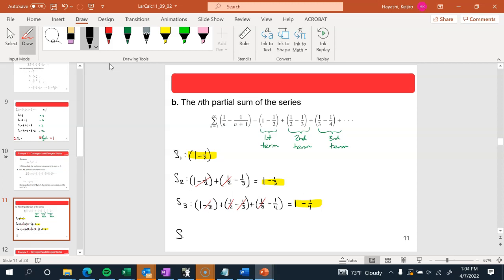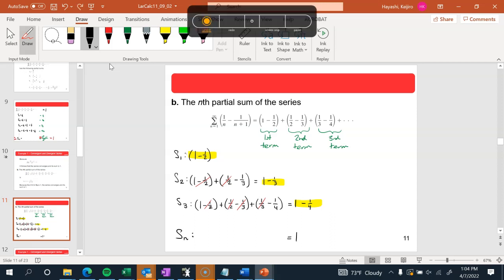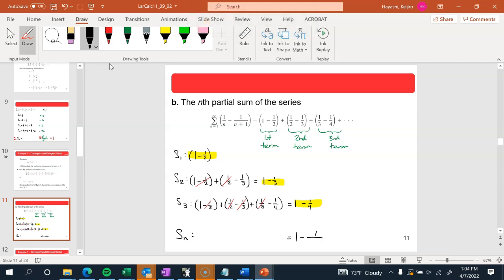So it looks like you can write the nth partial sum as always being that one that's in the front that pretty much never gets canceled out, minus 1 over, while it might be tempting to write 1 over n, just keep in mind that for the first partial sum, that number on the bottom was 2. For the second partial sum, that number on the bottom was 3. For the third partial sum, that number on the bottom was 4. So the bottom is actually expressed as n plus 1. That bottom of that number that you're subtracting from 1.